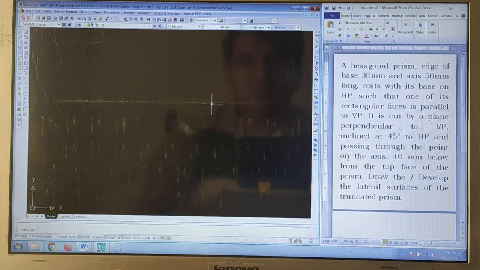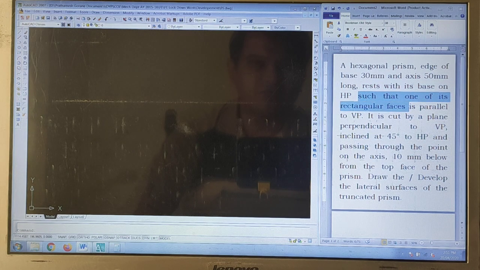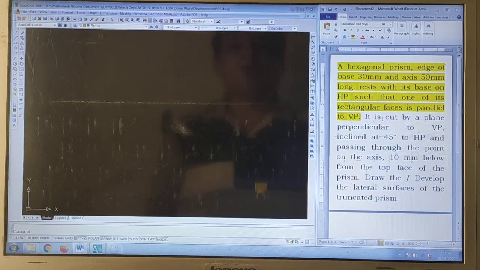Hello friends, let us solve one more problem, which is the hexagonal prism, edge of base 30 mm, axis height 50 mm, resting with its base on the HP such that one of its rectangular faces is parallel to the VP. For the initial stage we want to focus on this particular problem statement only.